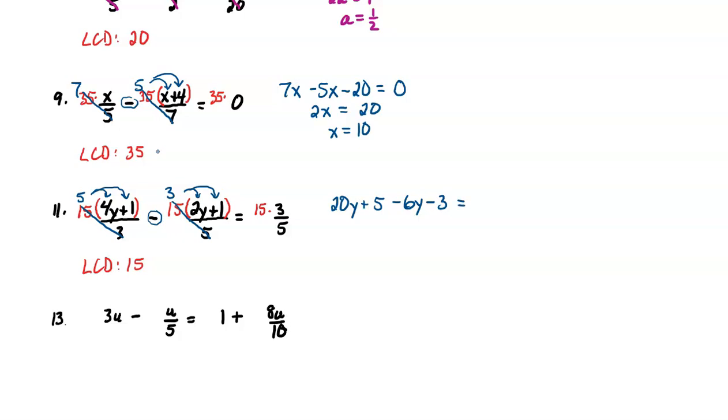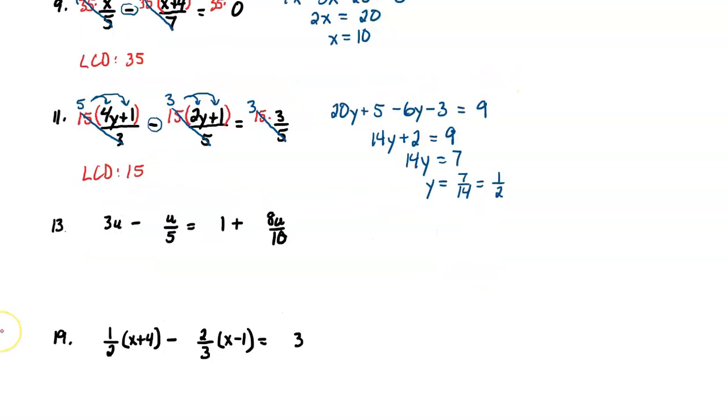Now what happens on the right side of the equals? How does the reducing work? How does the multiplying work? 15 over 5 reduces to 3. 3 times 3 is 9. Combining like terms, 14y. And combining the constants, 5 minus 3, that makes positive 2. Subtract 2 from both sides. Divide by 14 on both sides. And the answer is 7 over 14, which is 1/2.